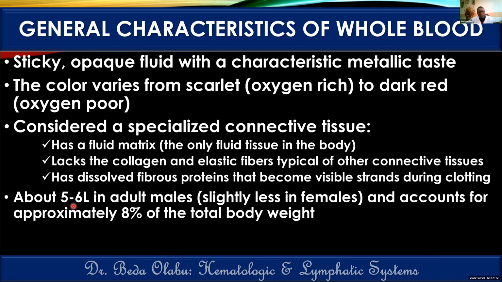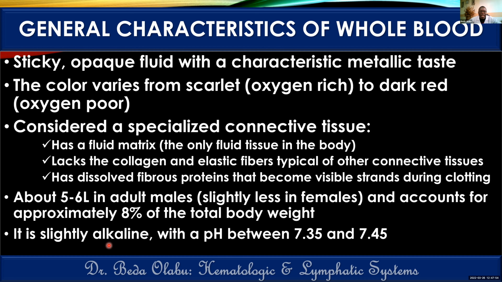An adult male has about 5 to 6 liters of blood. This could be slightly less in females, but yes, about 5 to 6 liters of blood. Maybe females would be about 4 point something to 5 point something, thereabouts. Whole blood accounts for about 8% of your total body weight. That means that you can actually estimate the weight of a person based on the blood volume, and vice versa. Therefore, you can estimate their total blood volume based on their weight, using 8% as an approximate.